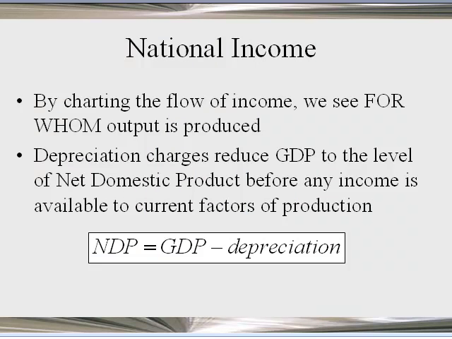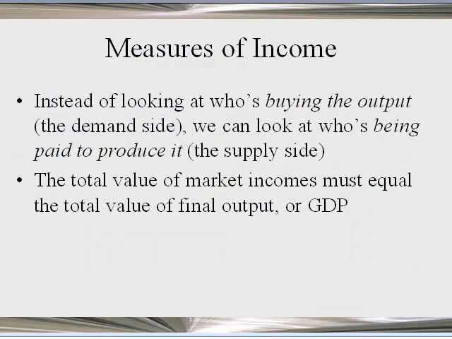So national income is the other way. Depreciation charges reduce our GDP, obviously. So our net domestic product is GDP minus depreciation. That's what we have available to us for consumption. So instead of looking at who's buying, we can look at who's being paid. That's the other side of the equation. Market incomes equal the output. That was the income equals the expenditures.